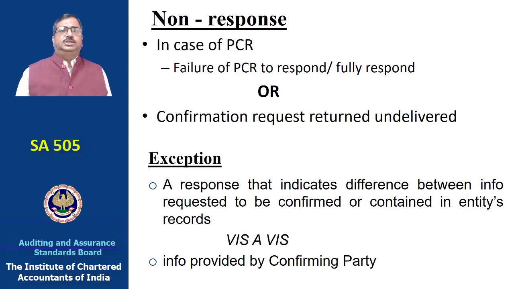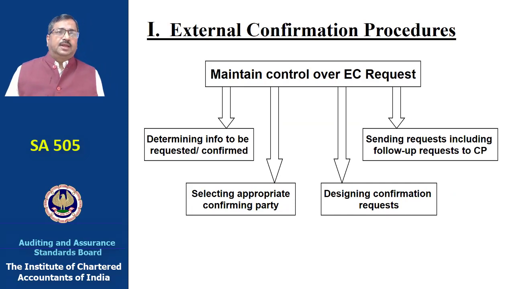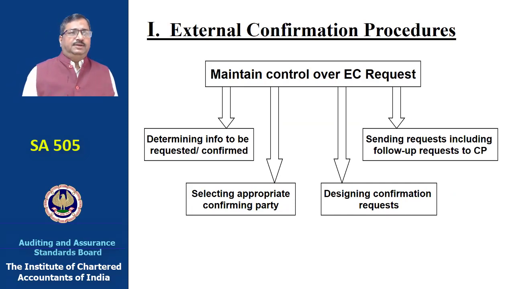Now these mismatches have to be dealt with appropriately. We'll be seeing that subsequently. As far as external confirmation procedures are concerned, the procedure can be as follows. No doubt, the auditor has to maintain control over the external confirmation requests because he has to really analyze them.